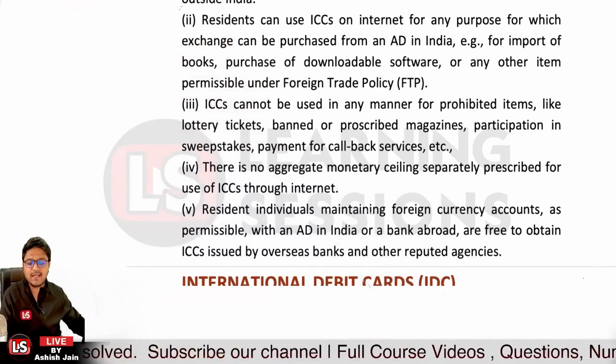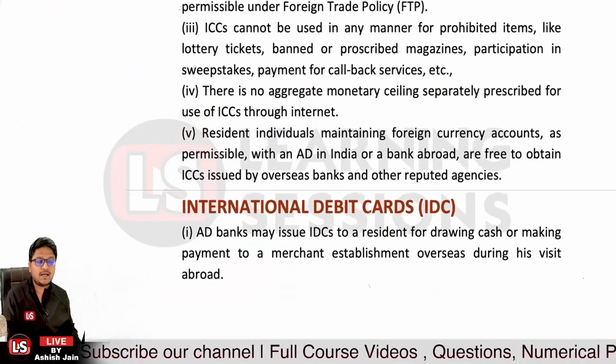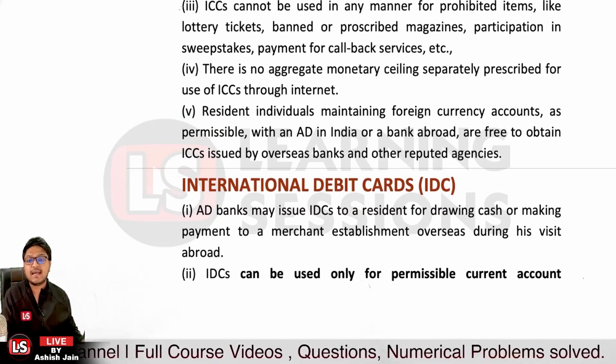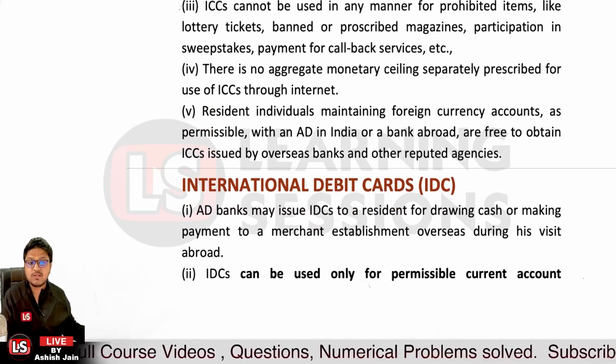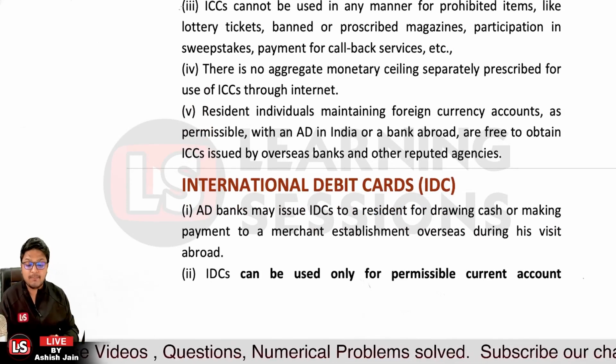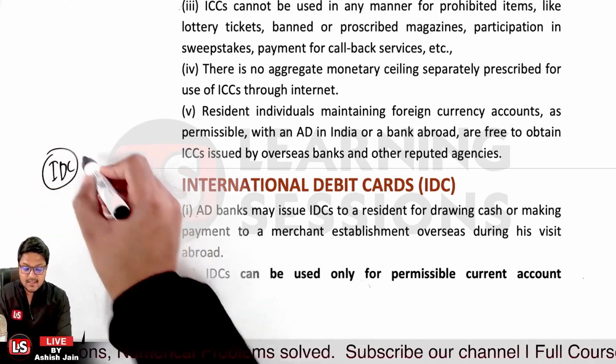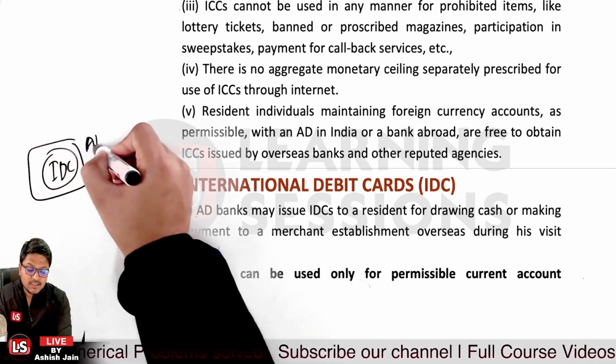Then it's the case of the IDC, that is, an international debit card. Now authorized dealers may issue an IDC to a resident for drawing cash or making payments to merchant establishments overseas during their visit abroad. Like, IDC is what? It is a debit card. Now IDC is a debit card and it will be issued by an authorized dealer over here.